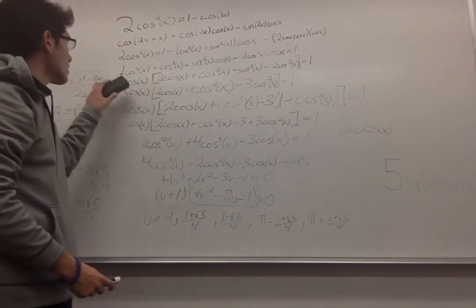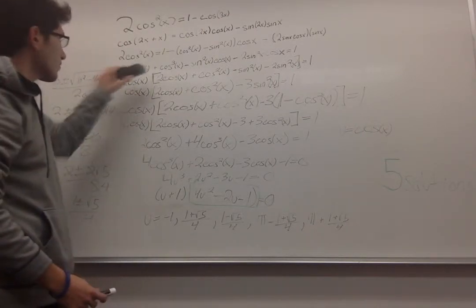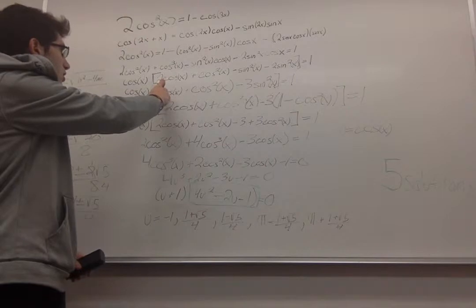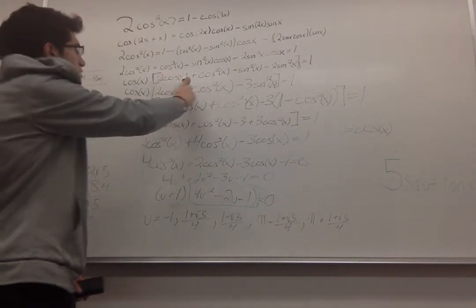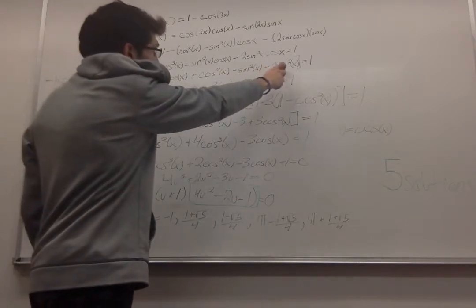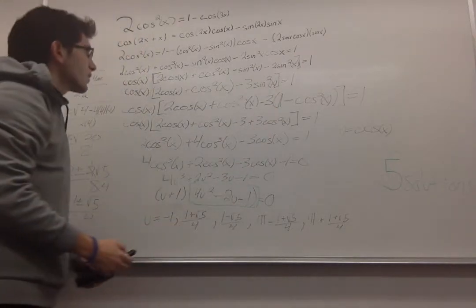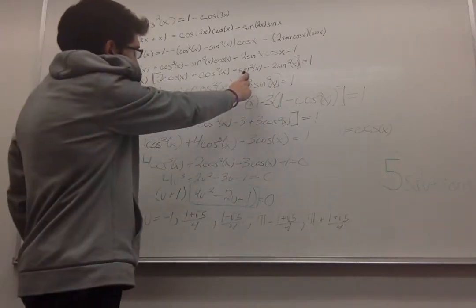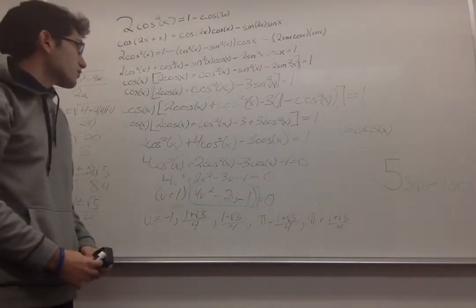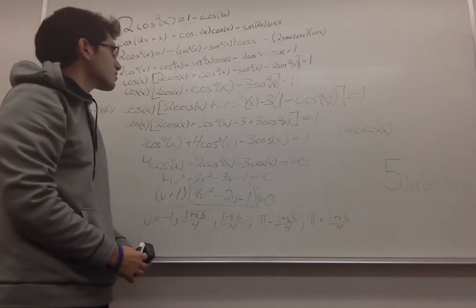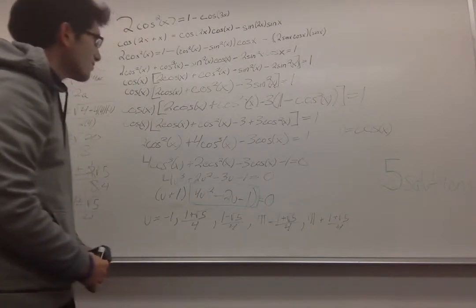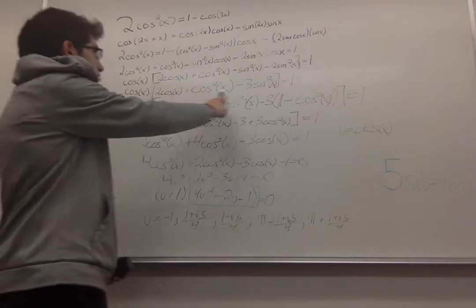Now we're going to take out a cosx from each of these terms. So it's going to be cosx times the quantity 2cosx plus cos²x minus sin²x minus 2sin²x equals 1. And then we're going to put the 2 sin²x together. So this will be cosx times the quantity 2cosx plus cos²x minus 3sin²x equals 1. And now we want to get all these into cosines.